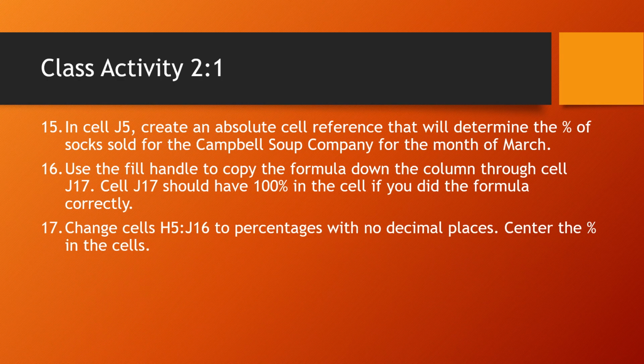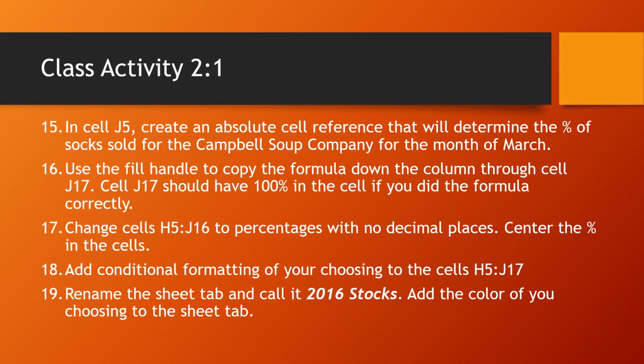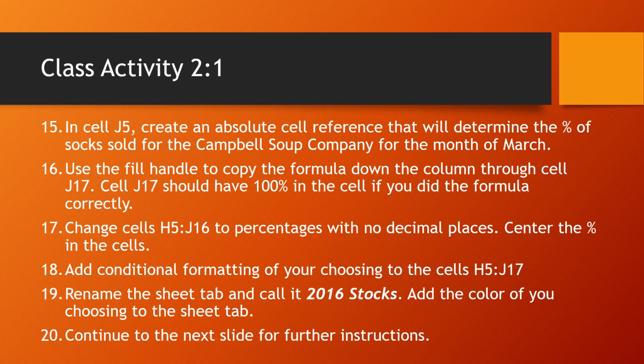Change cells H5 through J16 to percentages with no decimal places. Center the percentages in the cells. Add conditional formatting of your choosing to cells H5 through J17. Rename the sheet tab and call it 2016 Stocks. Add the color of your choosing to the sheet tab. Continue to the next slide for further instructions.